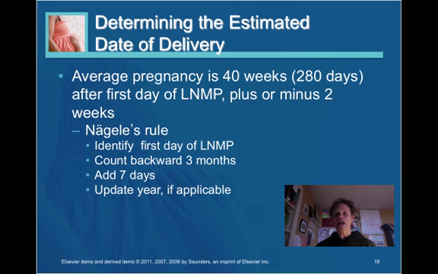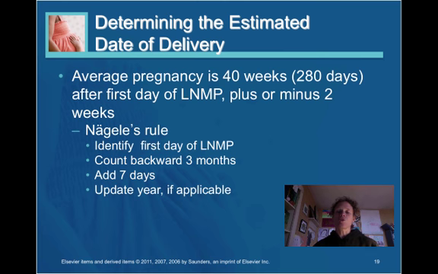So here's how we calculate the expected date of delivery, okay? This is important to know. And it is called Nagel's rule. So first thing that you do is you want to identify the first day of the last normal menstrual period. Count backwards 3 months and add 7 days. If you need to change the year, you can do so.